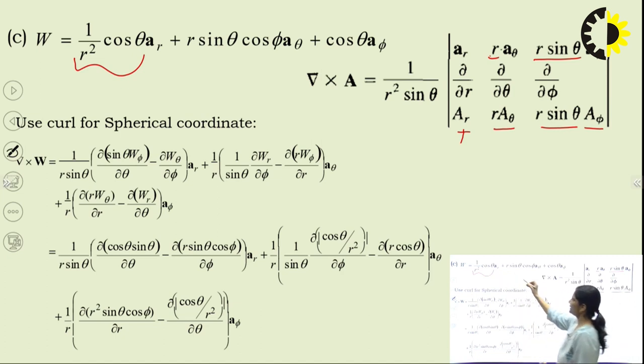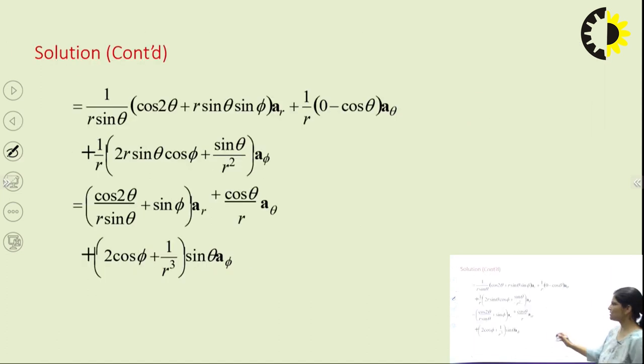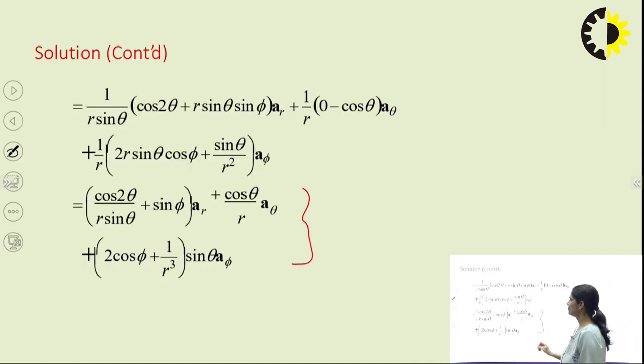Now here a theta is equal to this one, and r sin theta, it is given. Now a phi, you have to write down a phi from this question, that is equal to cos theta. So put all these values here and find out the matrix as we have already discussed in the previous slides. So you will get the result. This one is the result for this question.